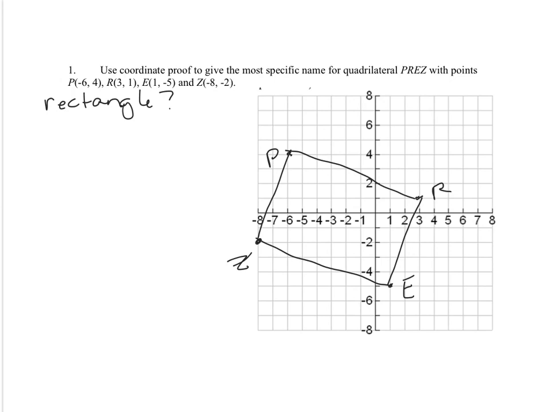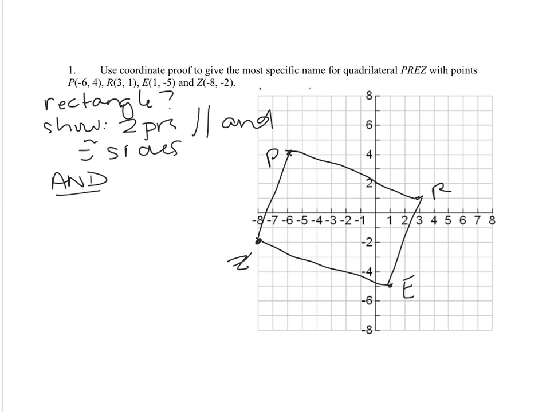So we want to show 2 pairs of parallel and congruent sides and 4 right angles. Okay, and how do we show right angles in a coordinate proof? We'll show that our lines are perpendicular. Okay, so let's start with the slopes.